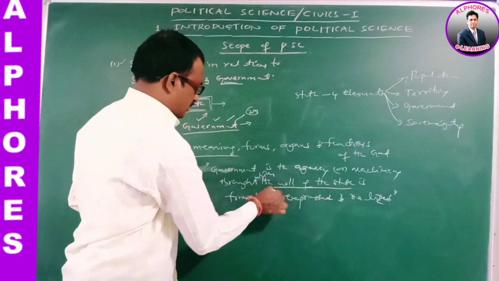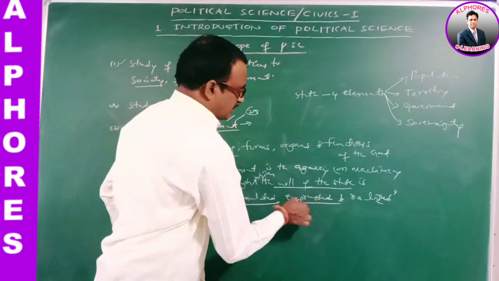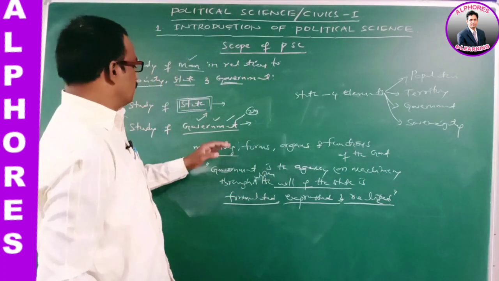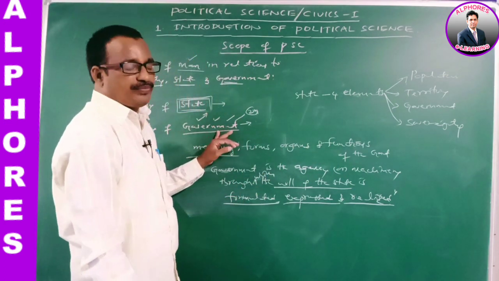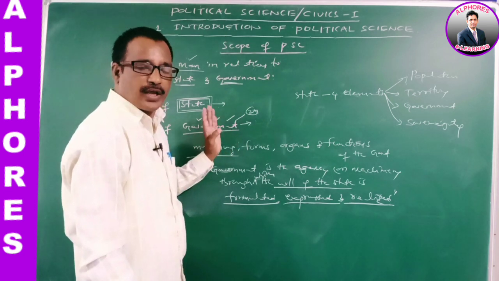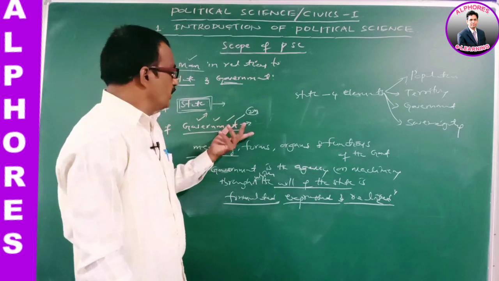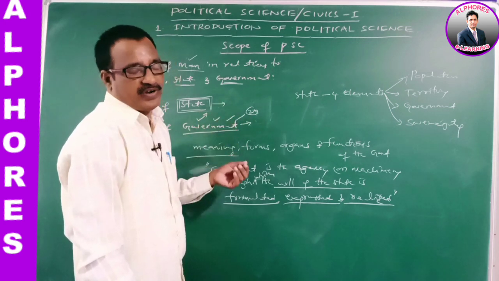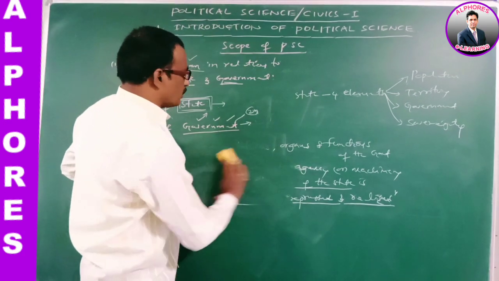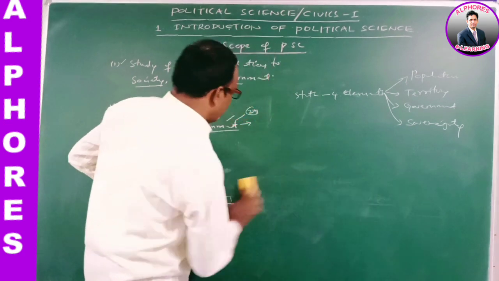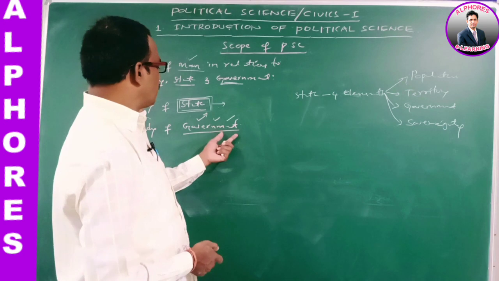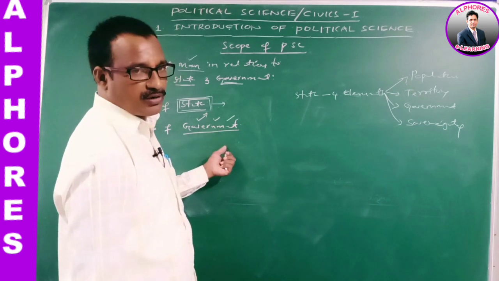Will of the state formulated, expressed and realized. In other words, government is a machinery which fulfills the aims and objectives of the state. Every state has certain aims and objectives. The welfare of the people is one of the important aims of the state. So the government will fulfill all aims and objectives of the state. Hence government is called an agent of the state.